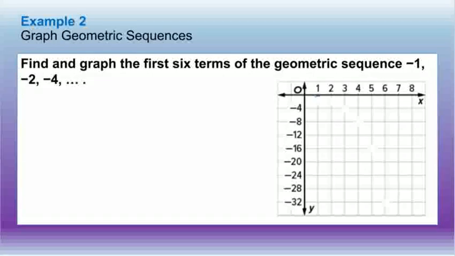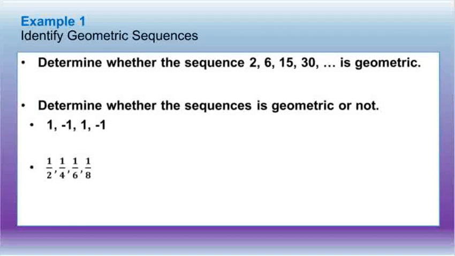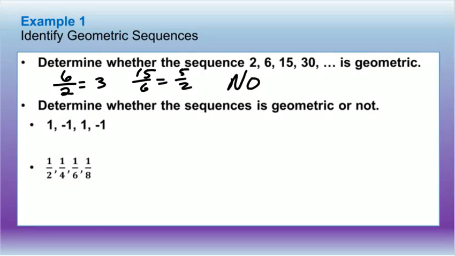So first we want to find and graph the first six terms. But before that, we need to go through our first example. So determine whether a sequence is geometric or not. For it to be a geometric sequence, it has to have a common ratio. So I take one term divided by the previous one. That gives me 3. If I do 15 divided by 6, that gives me 5 halves. They're not the same, so no, this one is not a geometric sequence.